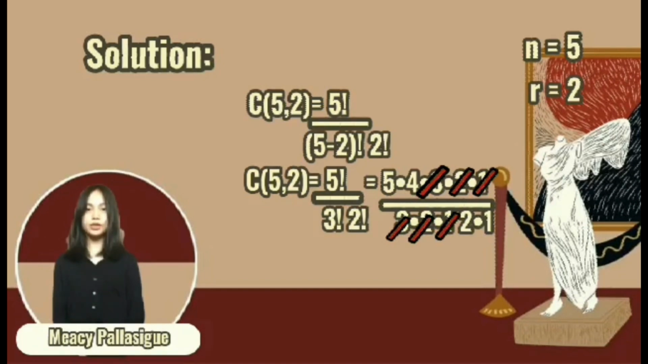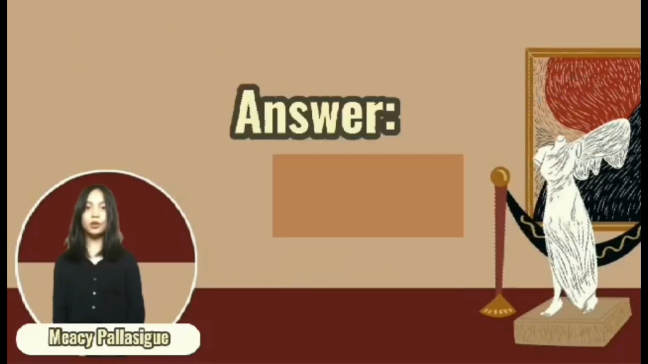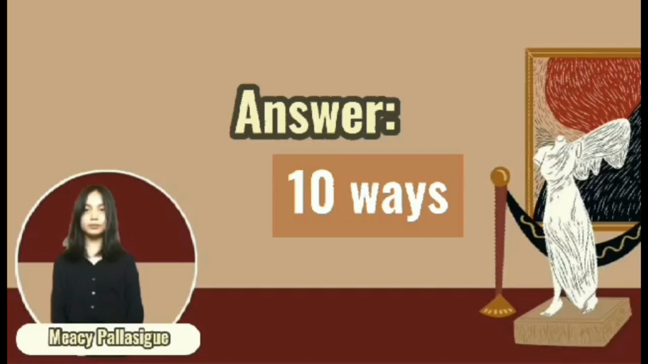Multiply the remaining factors. 5 times 4 times 1 is equal to 20 and 1 times 2 times 1 is equal to 2. For the last step, 20 over 2 is equal to 10. Thus, we have 10 different ways to select a captain and co-captain in a basketball team.